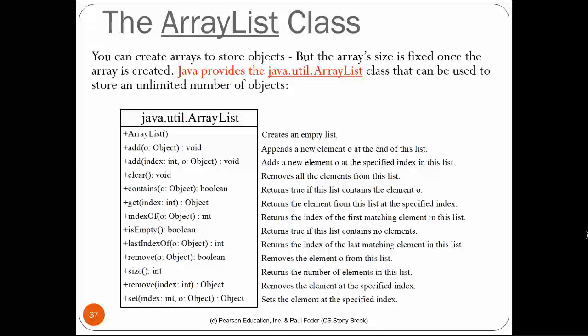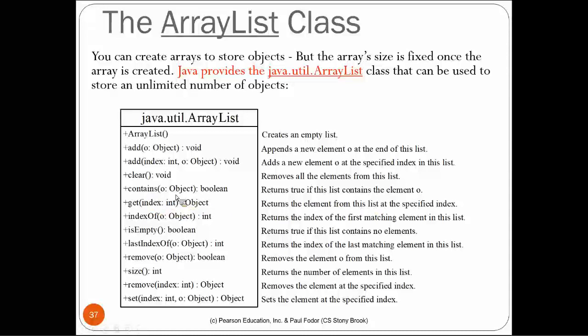However, Java provides one class that allows us to do that. It's called ArrayList. It can be used to store an unlimited number of objects. So we can create an ArrayList. We can add an object to the ArrayList. We can add an object at a given index, which will shift the elements in the array list one position to the right from that index on. We can clear the array list. We can check if an object is contained in the array list. It will return a boolean, true or false. We can get the first index of a given object. It returns the element in the list.